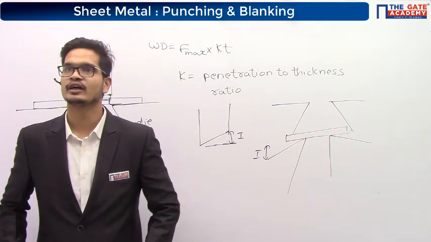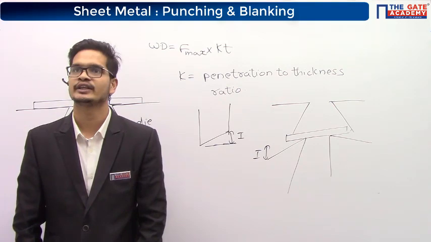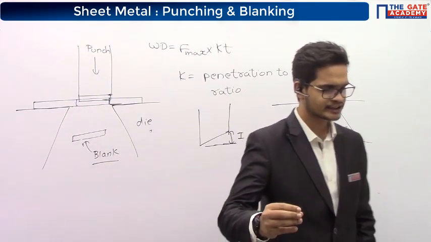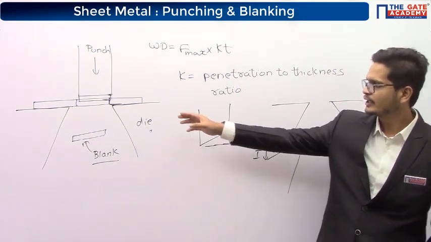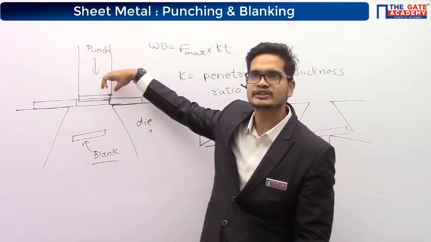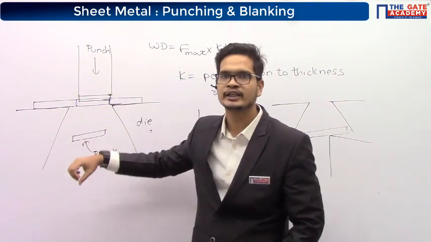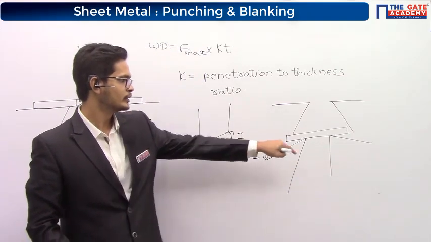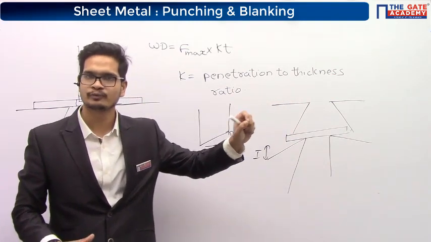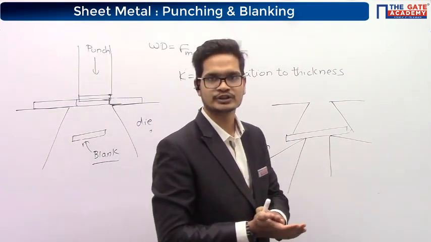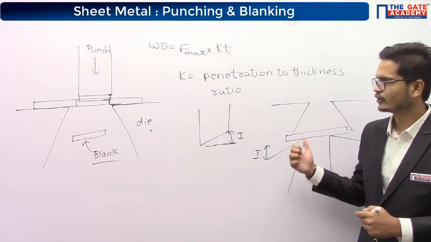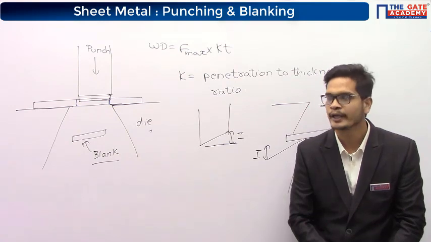Now Anurag is asking, a conical shape will require less force. Is there any reason or is it an observation? Anurag, the reason is that here what is happening is the material is trying to cut all the points simultaneously. When it is conical, it is just cutting at individual points. Therefore, it will require less force. It is just applying the pressure at individual points. Therefore, it will require less force.